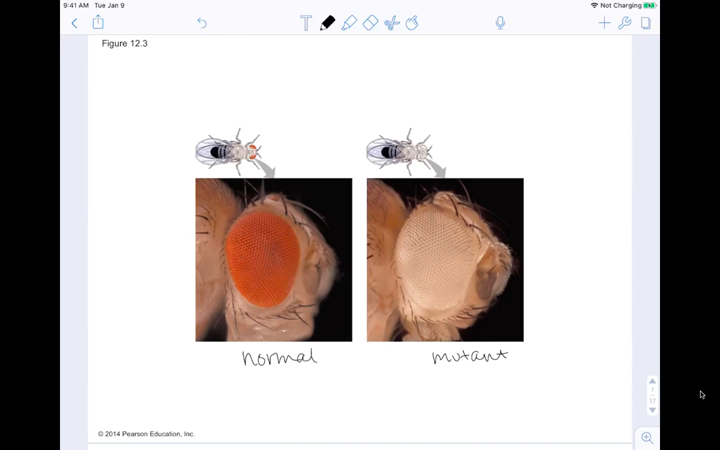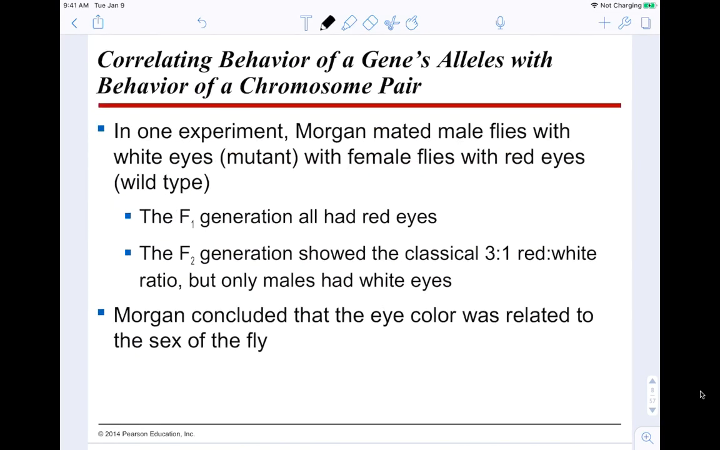So that's our 2 groups, normal, mutant. That's the first mutation that was discovered. Okay, so we're going to look at correlating behavior of a gene's alleles with behavior of a chromosome pair.